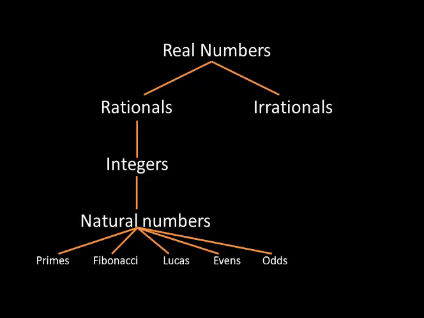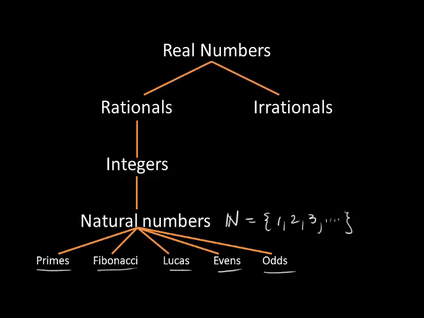The natural numbers we called capital N, and they were just the counting numbers, 1, 2, 3, etc. And we saw several sequences in those. We looked at the prime numbers, the Fibonacci, the Lucas. We've looked at the evens and the odds.